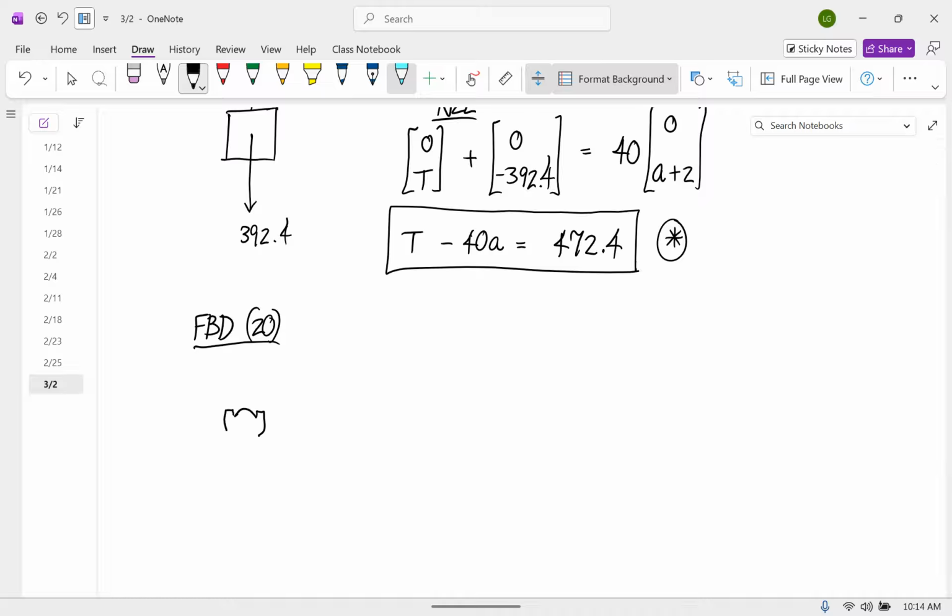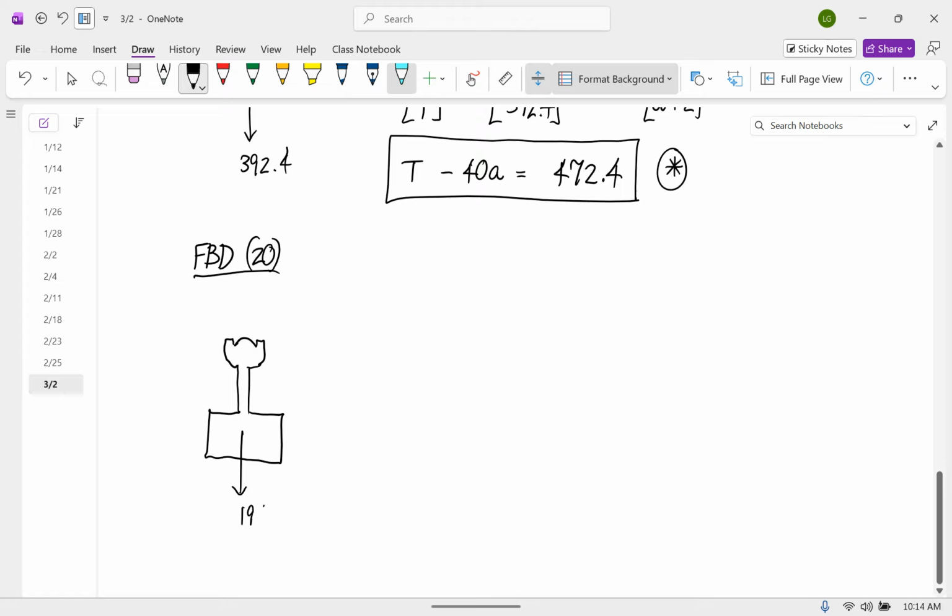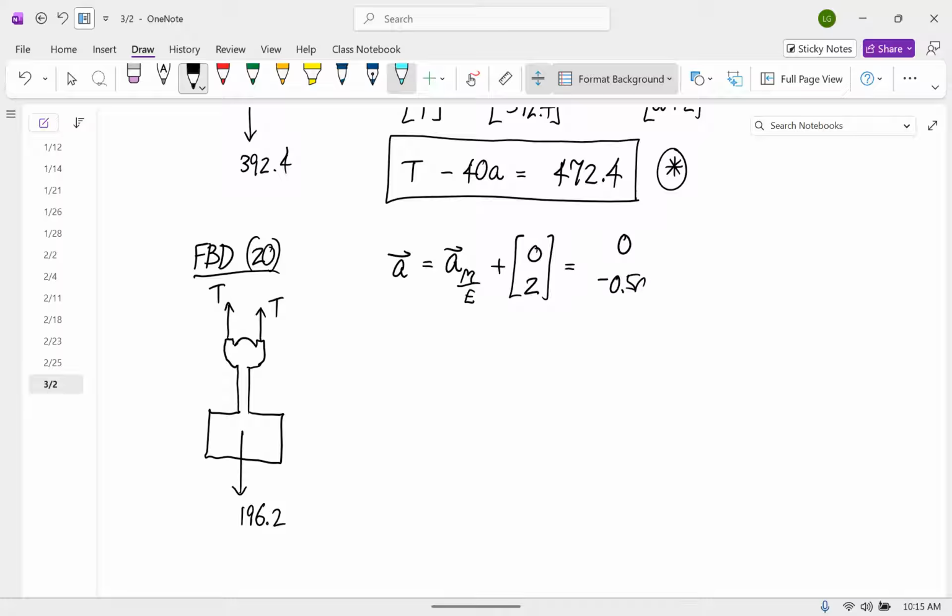So, okay, we'll take everything that's hanging, including a little bit of cable going under the pulley. And so the weight is 196.2. The only other external loads are a cable force here and a cable force here. The acceleration this time is going to be the acceleration of the mass relative to the elevator plus the acceleration of the elevator relative to the ground, which is this. The acceleration of the mass relative to the elevator has to follow that geometric requirement, the way the cable works. So this is going to be 0, negative 0.5a plus 0.02.